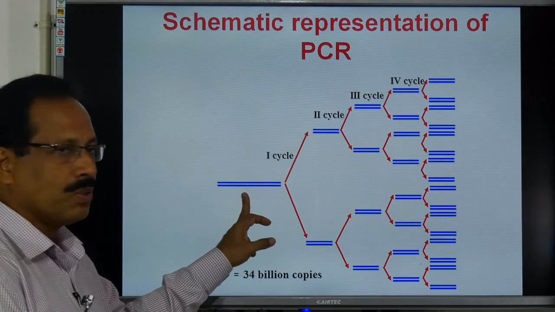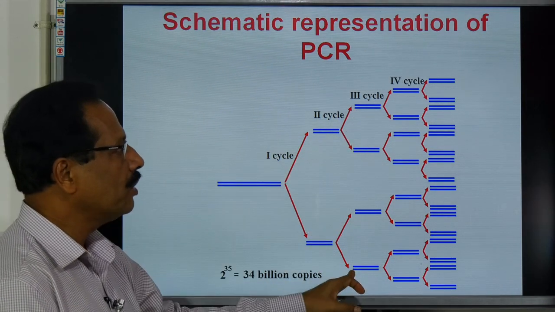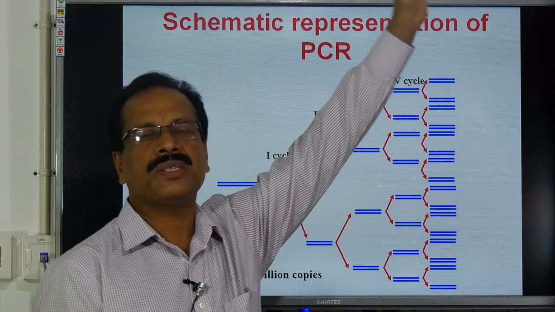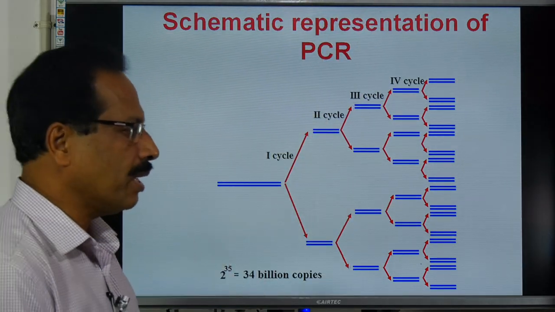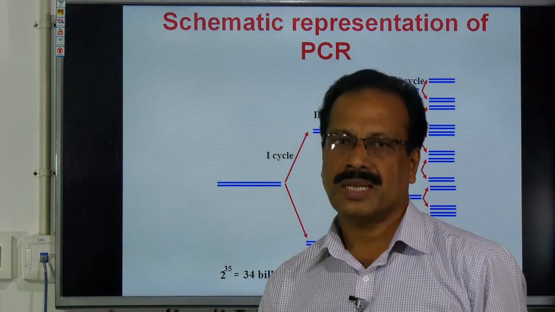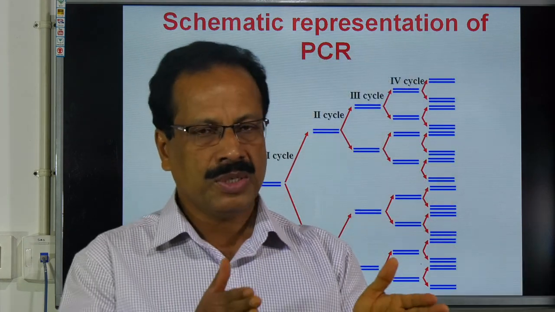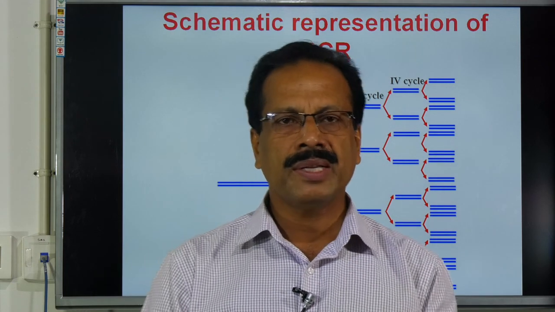Starting from one molecule, first cycle you have 2, the second cycle you will have 4, third cycle 8, 16. So likewise it increases, and finally within 30 or 40 cycles you get millions or billions of copies depending upon the starting number. Normally the cycle numbers you take between 30 to 40. The lower cycle number is better.